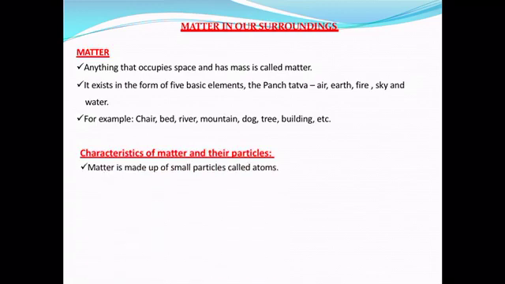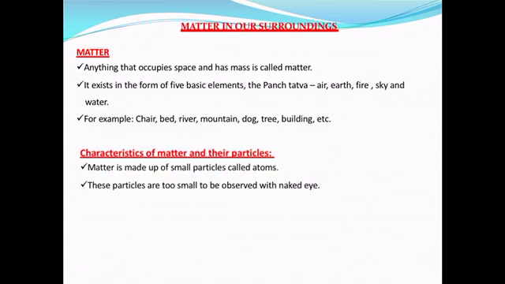Characteristic number 1: matter is made up of small particles, which are known as atoms. Let's take the example of a wall. If a wall is matter, it is made from very small particles called bricks. If we think of a big wall as matter, then the bricks will be shown there as small atoms. In the same way, matter is the bigger part and the smaller particles are atoms, which means matter is made from very small particles, which are atoms.